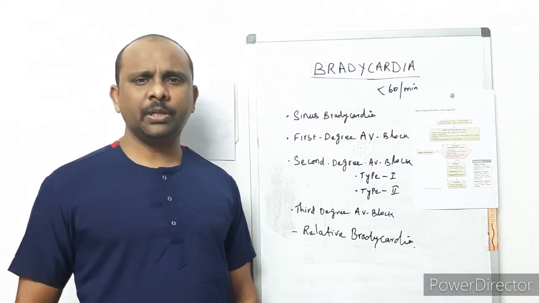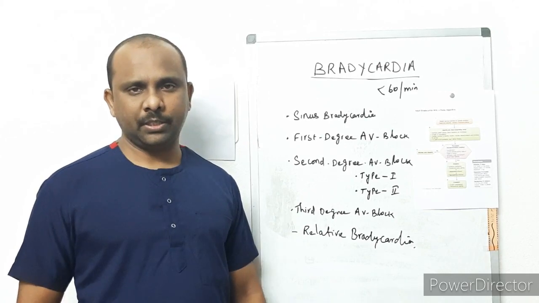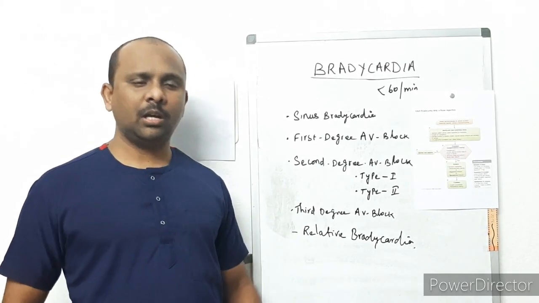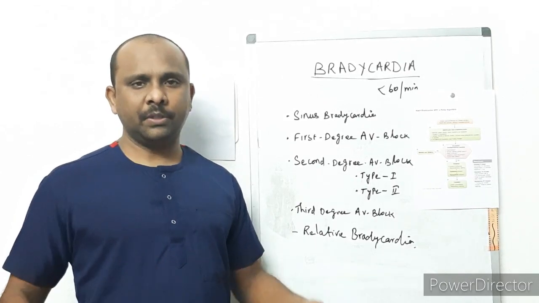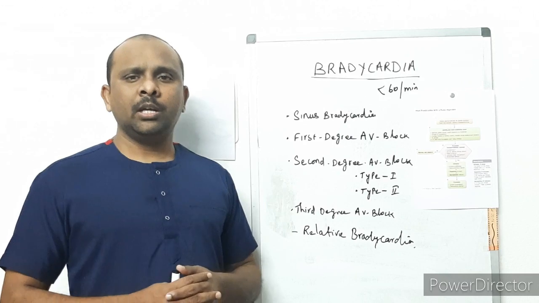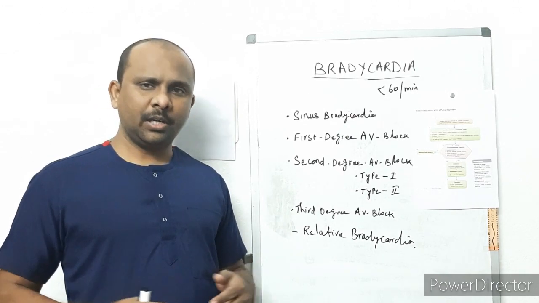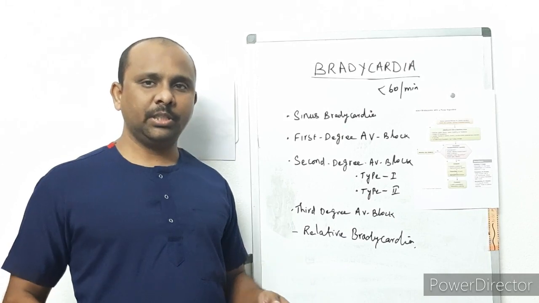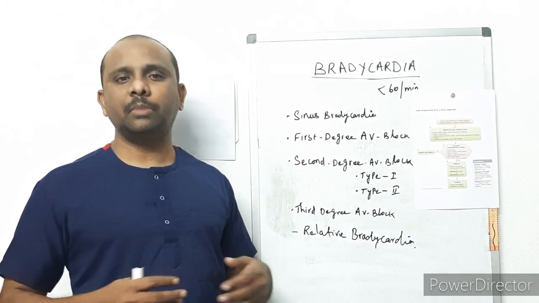Today our academic topic is bradyarrhythmias. So how to manage this bradyarrhythmia? Let us see by definition. What is this bradyarrhythmia? Bradyarrhythmia or bradycardia is said when the heart rate is less than 60 per minute.